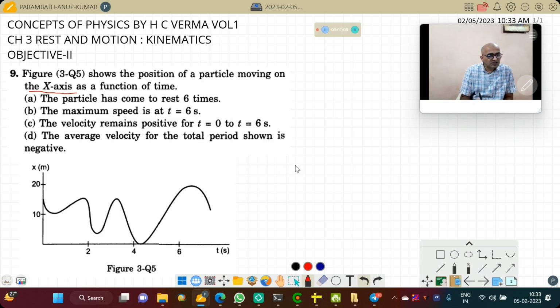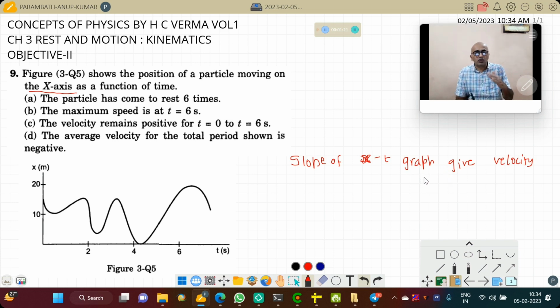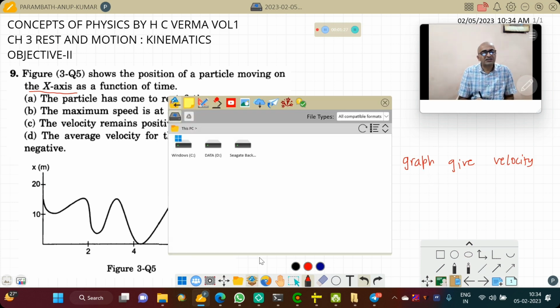Please understand, students, that the slope of the position-time graph, or x-t graph, gives velocity. So when the slope is 0, that is, the tangent to the curve is horizontal. Let us see this.